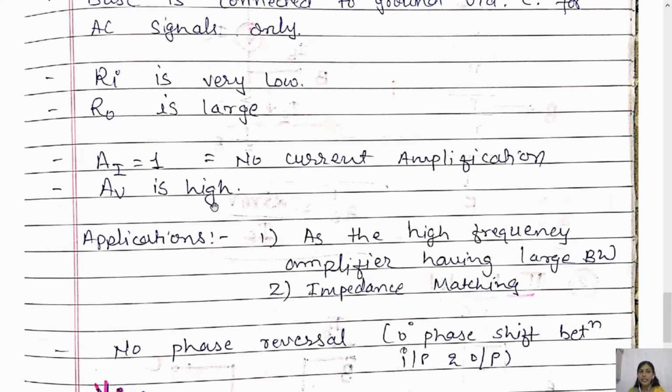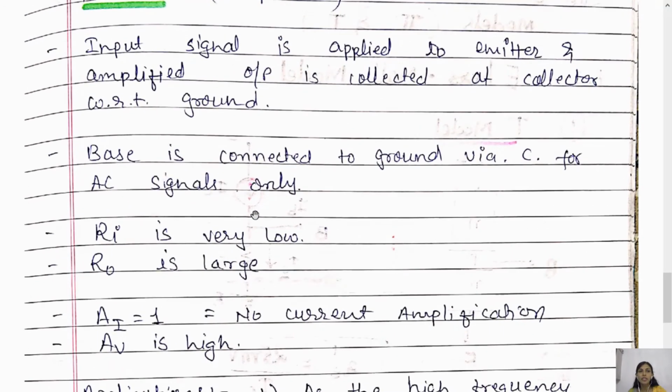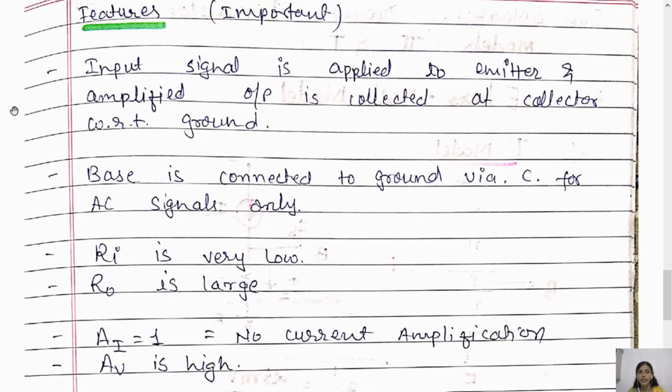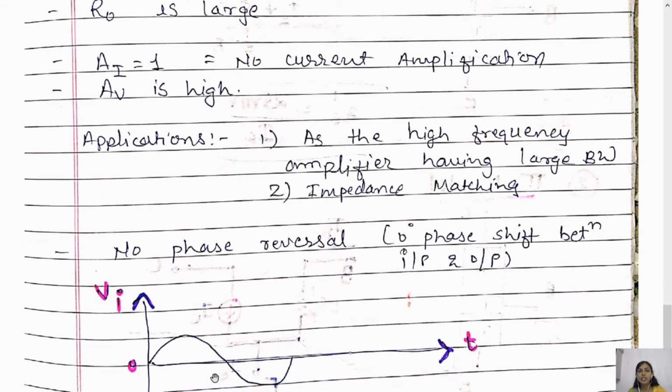AV is high. The next feature is AV is high, that means voltage gain is very high. So these are the important features. Signal is amplified and output will be on the collector. Base is grounded for AC signals only. Input resistance is low, output resistance is large. Current gain is 1 and voltage gain is high.